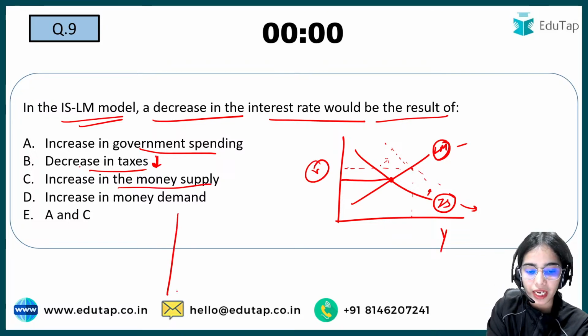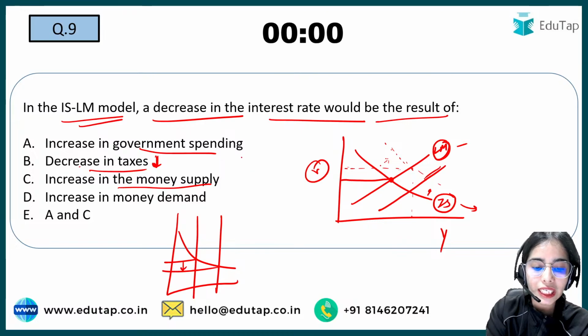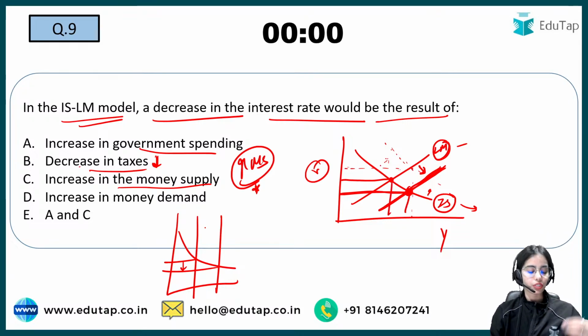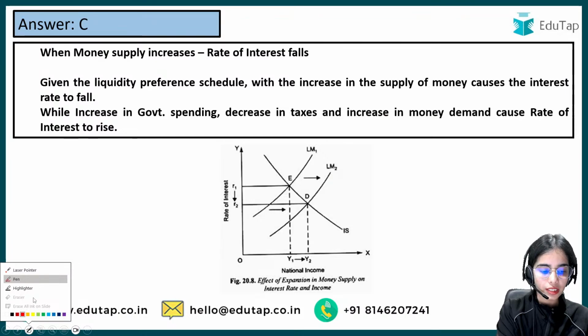Increase in money supply. When the money supply is increasing, the rate of interest is going to decrease because the LM curve will shift rightwards. With the increase in the money supply, with the expansionary monetary policy, the LM curve will shift rightwards and there will be a decrease in the rate of interest. So you should be very clear in the ISLM model if you want to answer this question. The concept is very easy to understand.